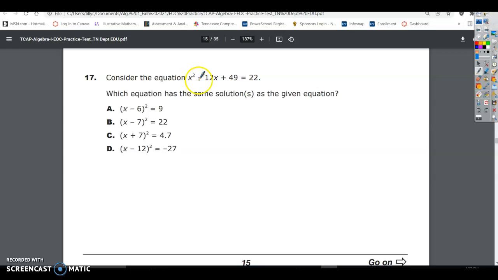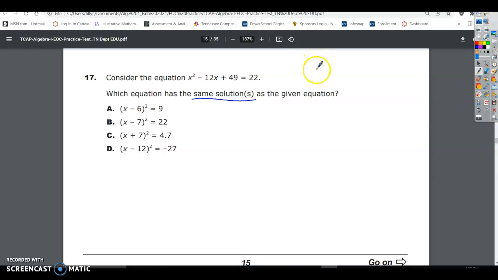Alright, so when I see this equation, I immediately think I need to put it in factored form in order for it to look like this. And if I can make this look like one of these, if it's the same equation, then it's going to have the same solutions. Alright, so the first thing I'm going to think is to write it in factored form.